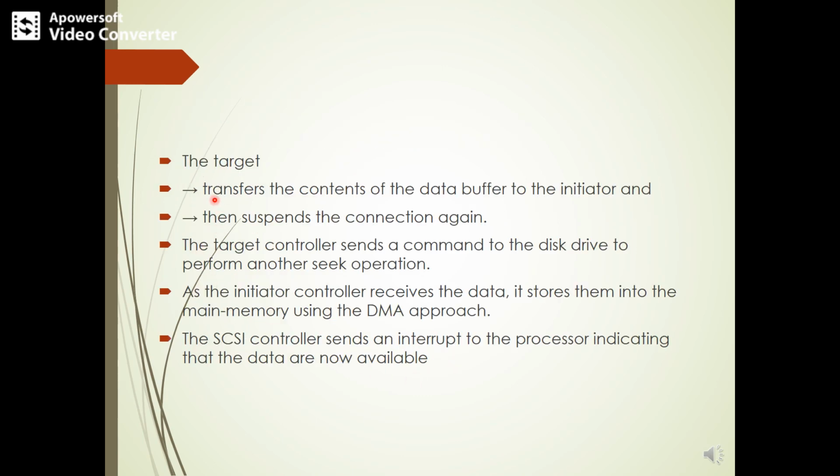So the target transfers the contents of the data buffer to the initiator and then suspends the connection again. The target controller sends a command to the disk drive to perform another seek operation. An initiator controller receives the data and stores it into the main memory using the direct memory access process. The SCSI controller sends an interrupt to the processor indicating the data transfer is now available.